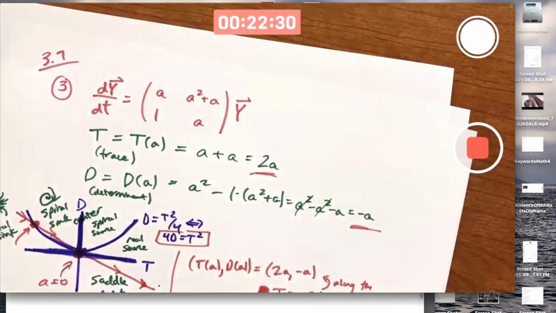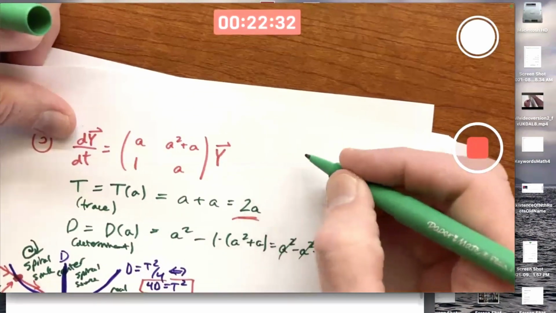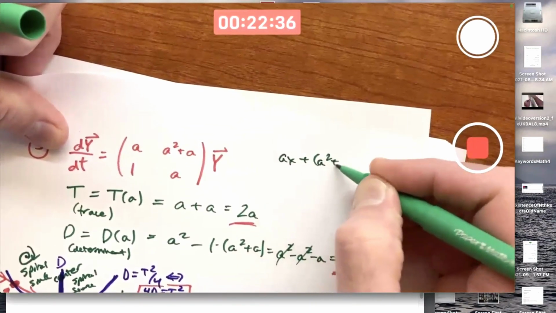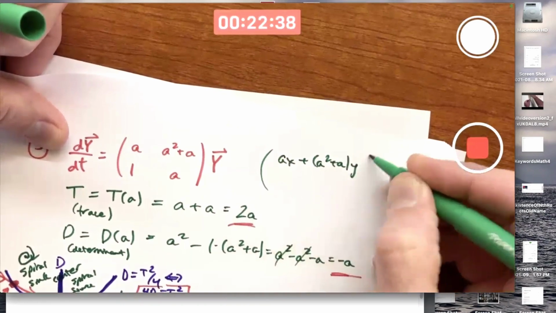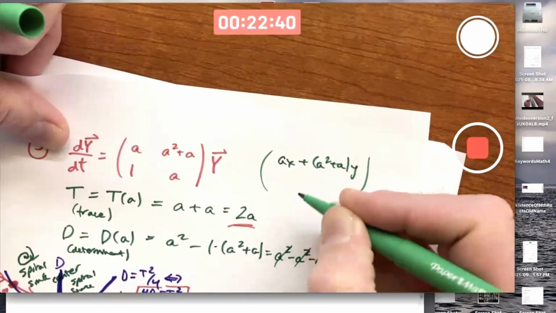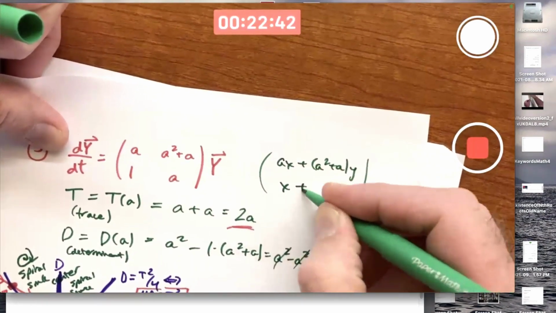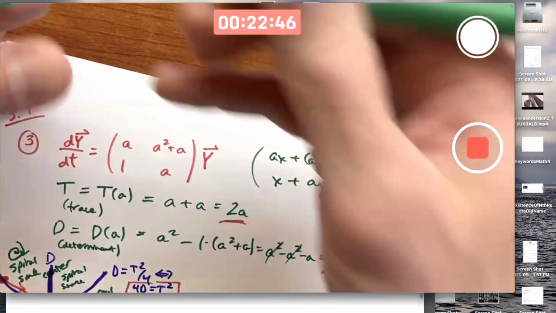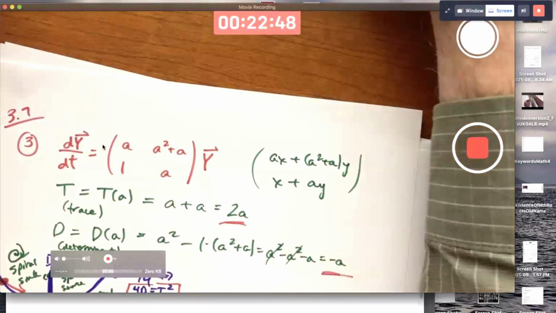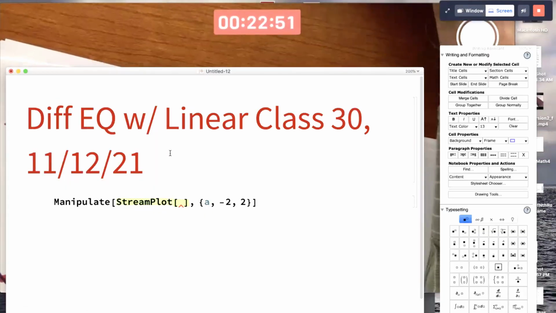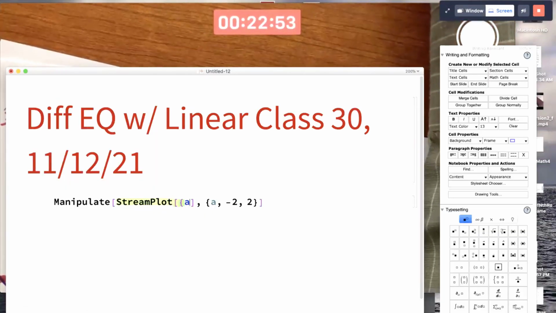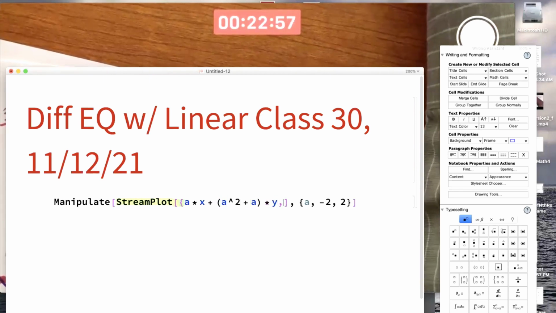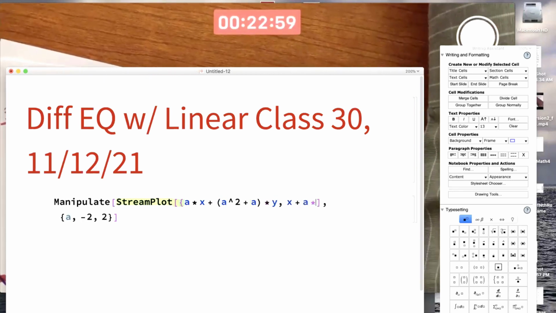I better multiply it out to be careful. Yeah, okay. In my head, I was doing a times x plus a squared plus a y for the first component of the vector field. And then 1 times x, just x, plus a y for the second component. That's going to be the vector field that I need to put into the stream plot with curly braces: a times x plus a squared plus a times y, comma, x plus a times y.